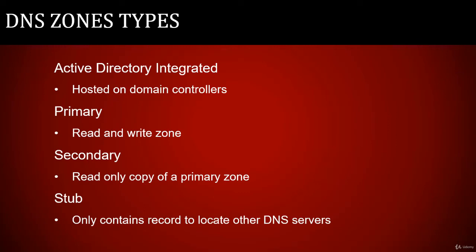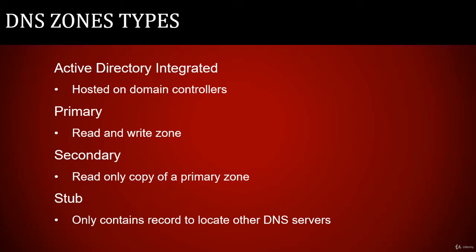The fourth zone type is a stub zone. The only records on a stub zone are records used to locate other DNS servers. An example of when I would use a stub zone: if I'm in a forest that has multiple domains, I want to have name resolution for another domain. I don't want to have every record from the other domain replicate to me.